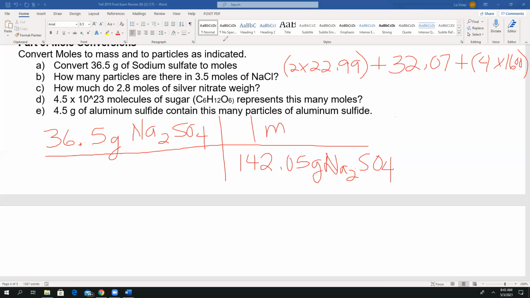For 1 mole, right? They asked us to change it to moles, so we're done. We didn't need this last part. All we need to do is divide. So it's 36.5 divided by 142.05. And that gives me the number of moles, which is, we need 3 sig figs, so 0.257 moles of sodium.